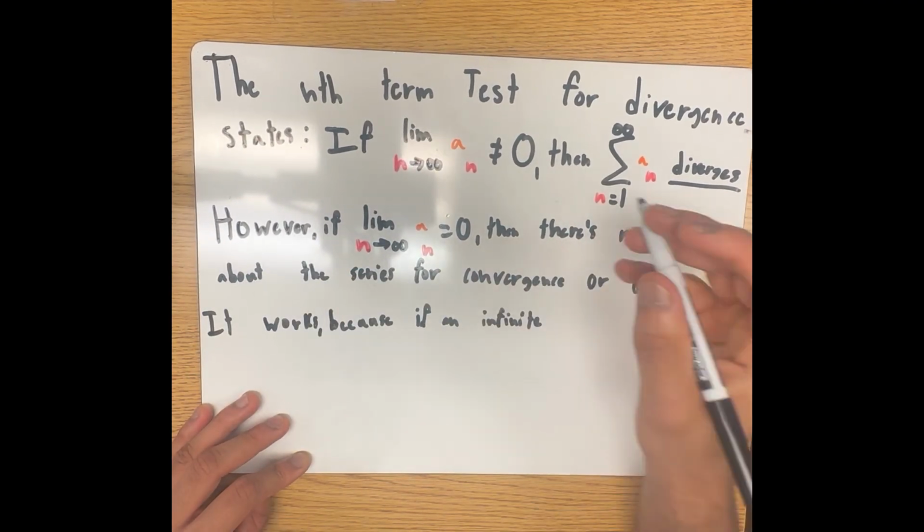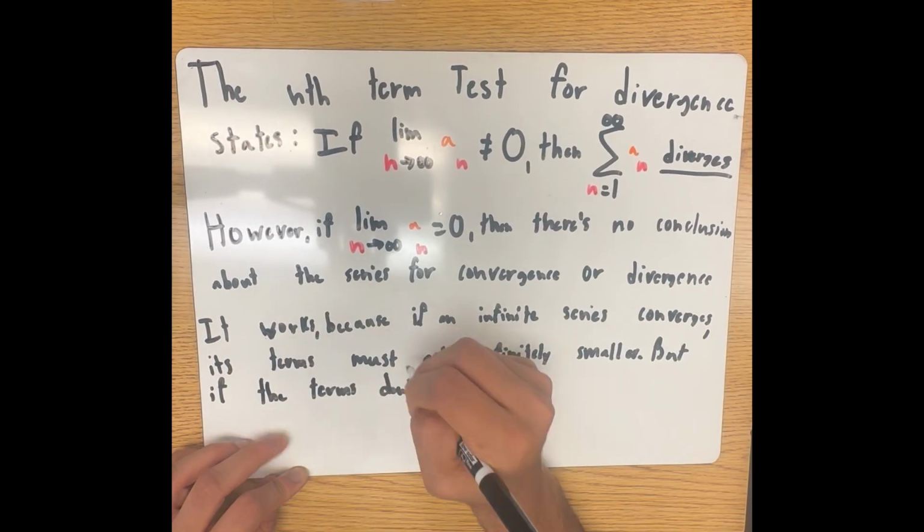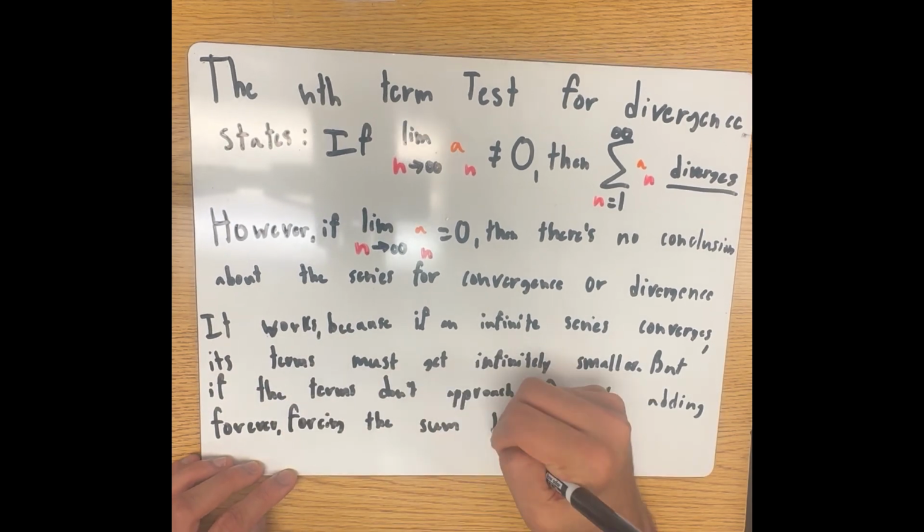It works because if an infinite series converges, its terms must get infinitely smaller. But if the terms don't approach 0, you're adding forever, forcing the sum to grow infinitely, which also means it's diverging.